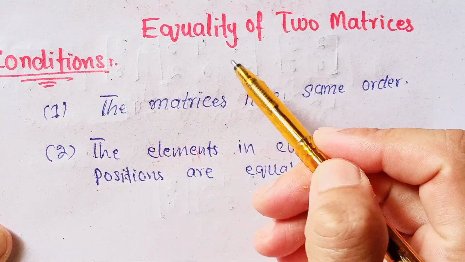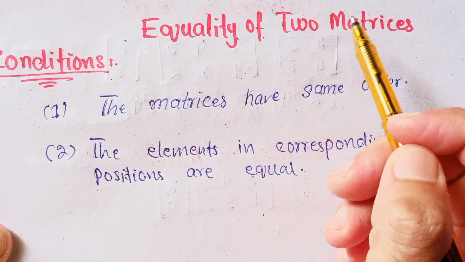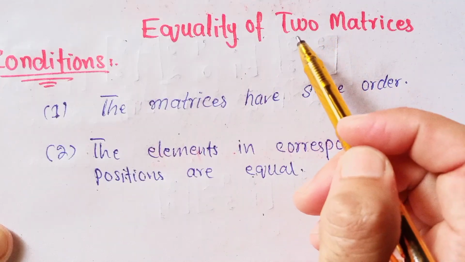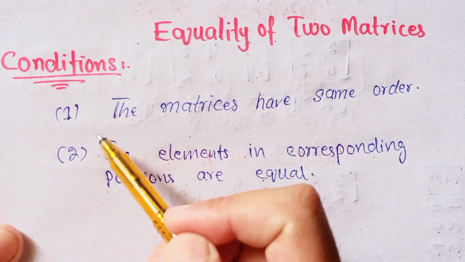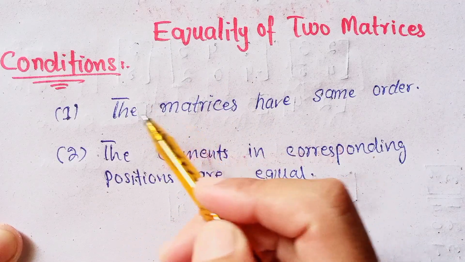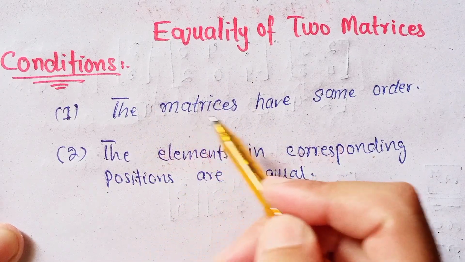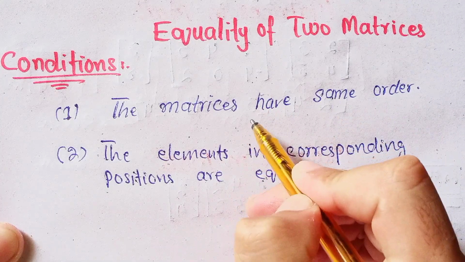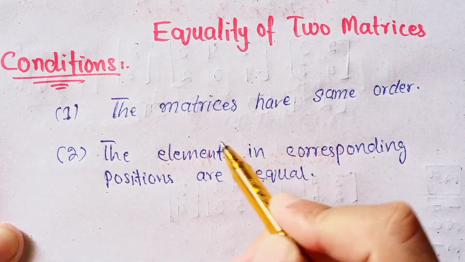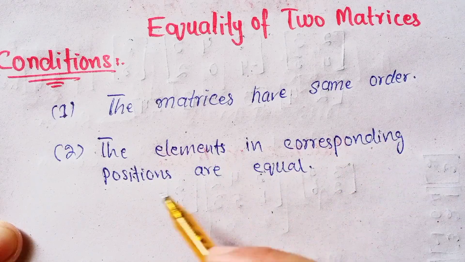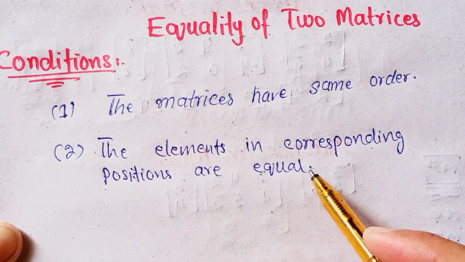Hi guys, in this video we are going to focus on the equality of two matrices, or when two matrices will be equal. So there are two conditions for the equality of two matrices. The first condition is that the two matrices must have the same order, meaning they must have the same number of rows and columns. And the second condition is that the elements in the corresponding position must be equal.